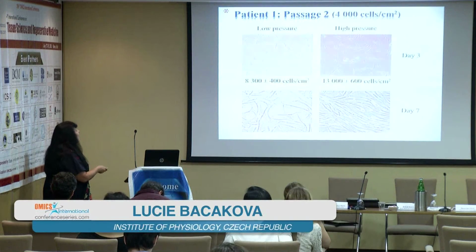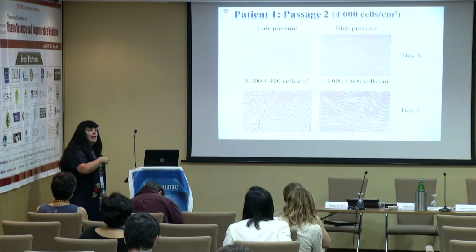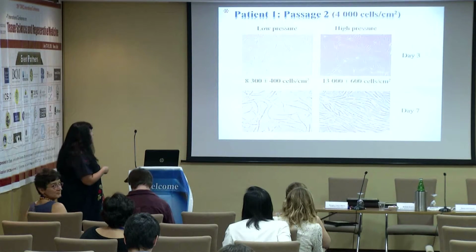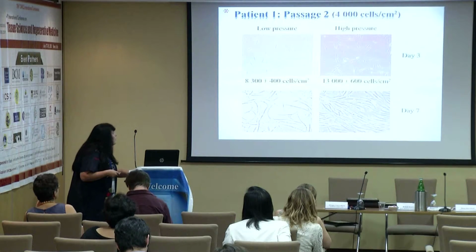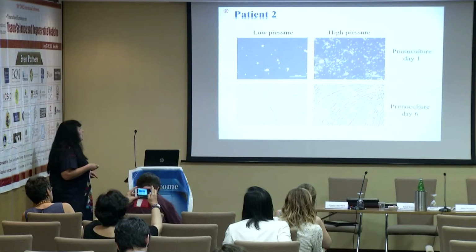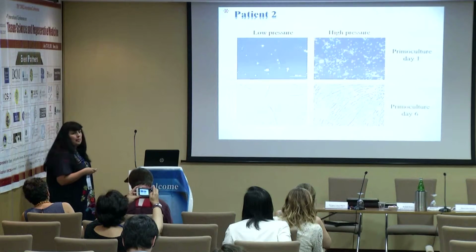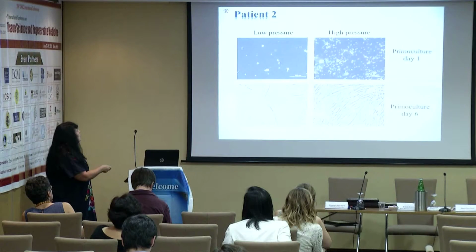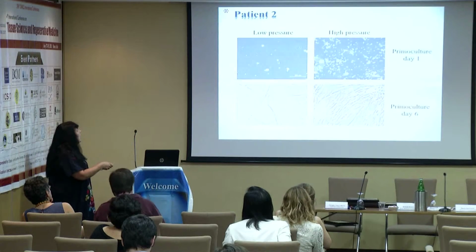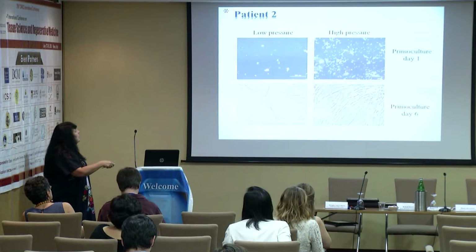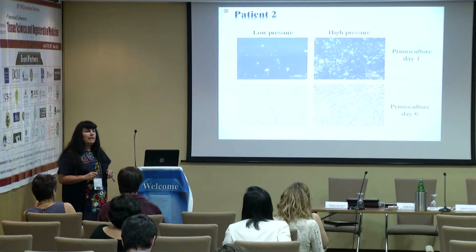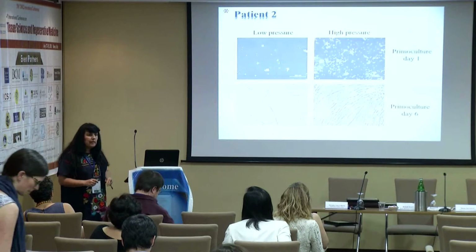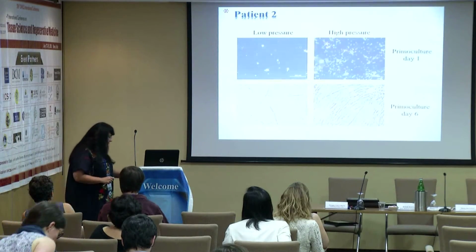And even after repeat passaging, the higher density or better growth of cells isolated under high pressure persisted, and we also tried other patients, and the difference was even more apparent. Low pressure, bad adhesion, slow growth. High pressure, very good initial adhesion, and quick growth. So the cells isolated under higher pressure are better for adhesion and growth.